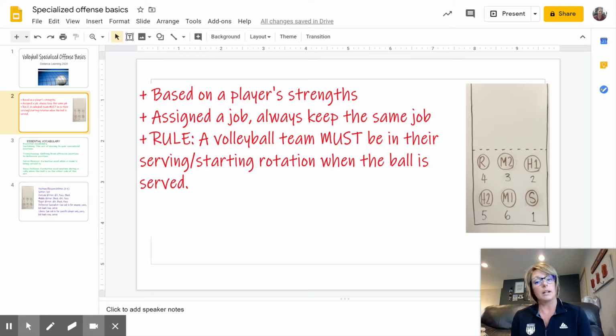A very important rule when running a volleyball offense is that you have to be in your starting rotation, or you might hear me refer to it as a serving rotation, when the ball is served. That's why I put that little screenshot there on the right side. This is just an example of a rotation on a 5-1 offense. This is a starting rotation for a 5-1 offense. And then you shift from there after the ball is served so that your outside hitters are on the left side, your rights go to the right, and your middles are in the middle. So those are the first few things.